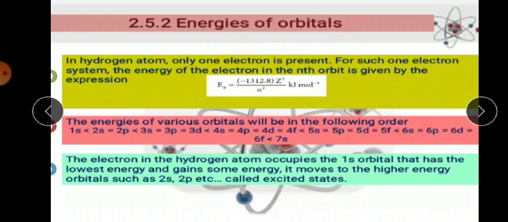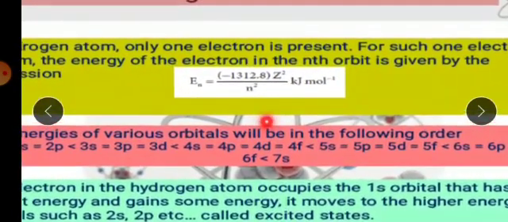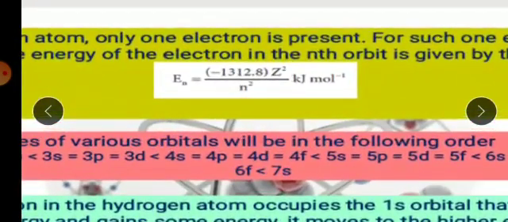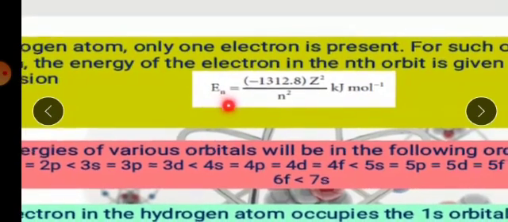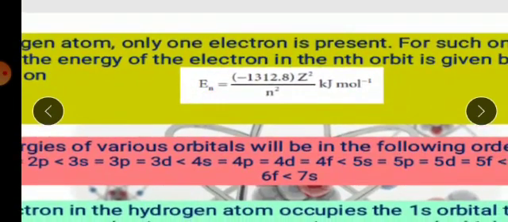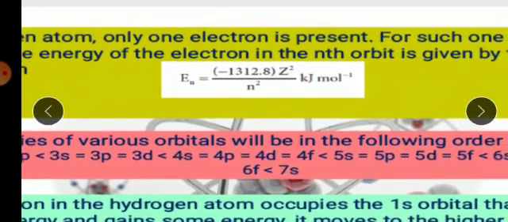So, we have taken the hydrogen atom here. Simple. First one, atomic number 1. Only one electron is present for hydrogen. For such a one-electron system, the energy of the electron in the nth orbit is given by the formula En equals minus 1312.8 Z squared divided by n squared, and the unit is kilojoule per mole.